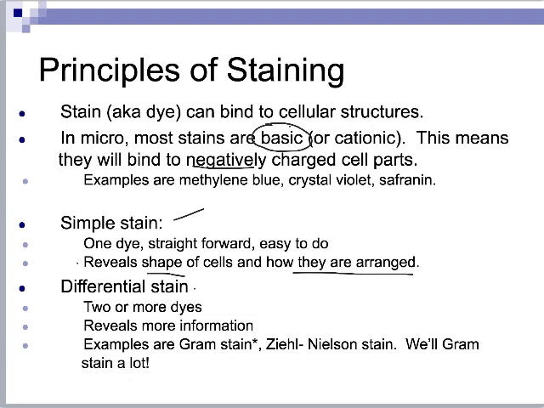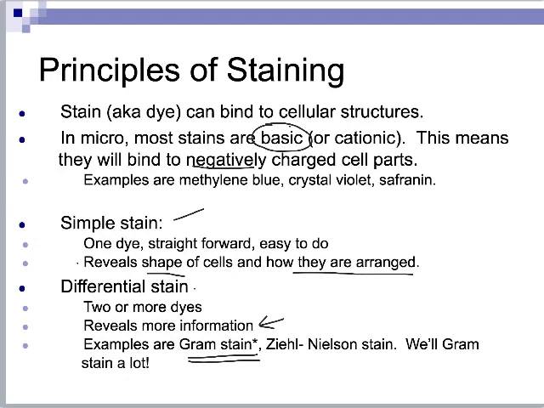So you do kind of a series of stains and washes. What they'll do is give you a lot more information, so it'll reveal a lot more about the structure of the cell, because different colors will bind at different times or to different structures. So the one that we're going to do all the time is called gram staining.